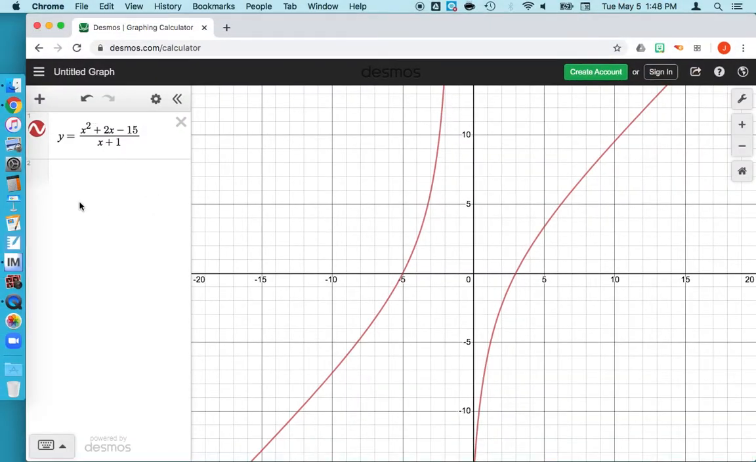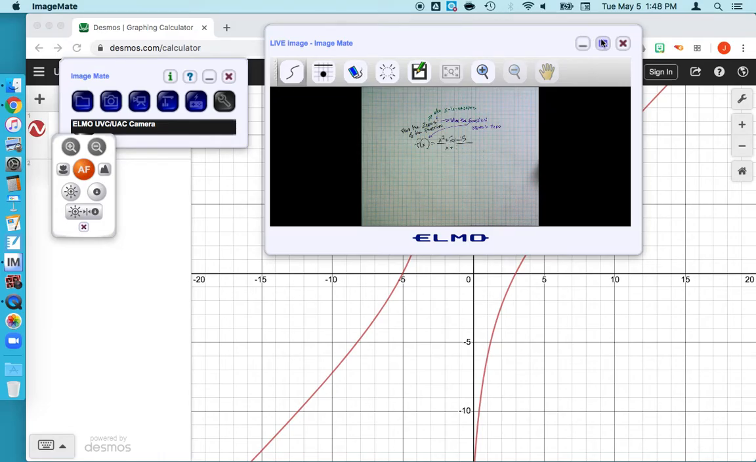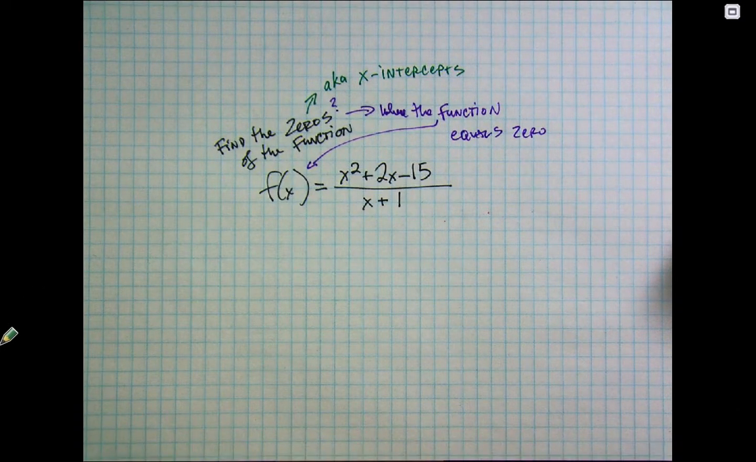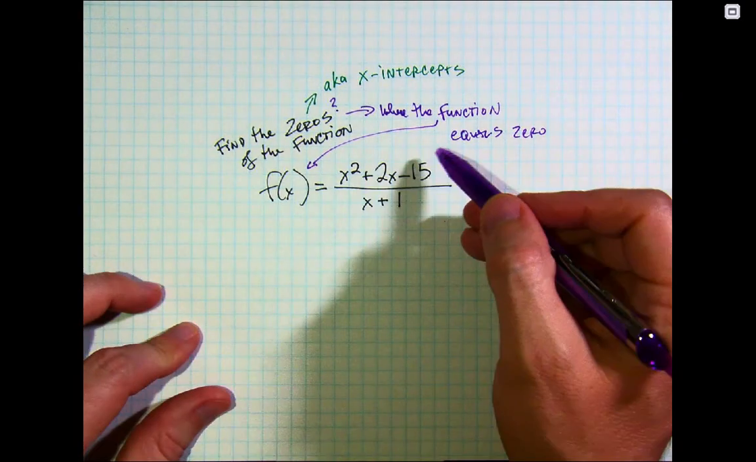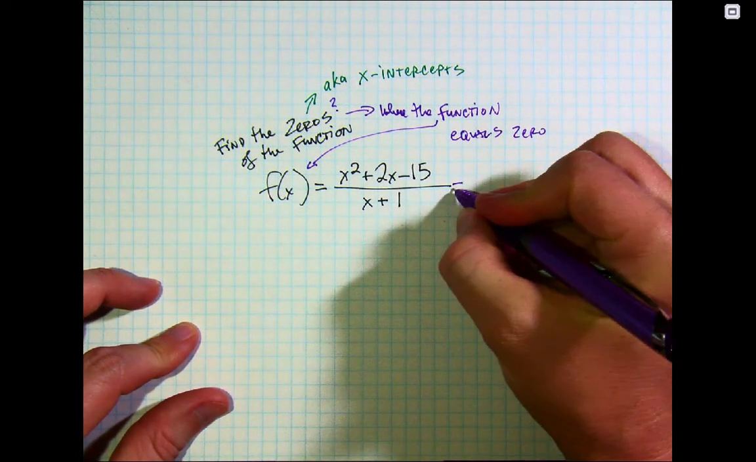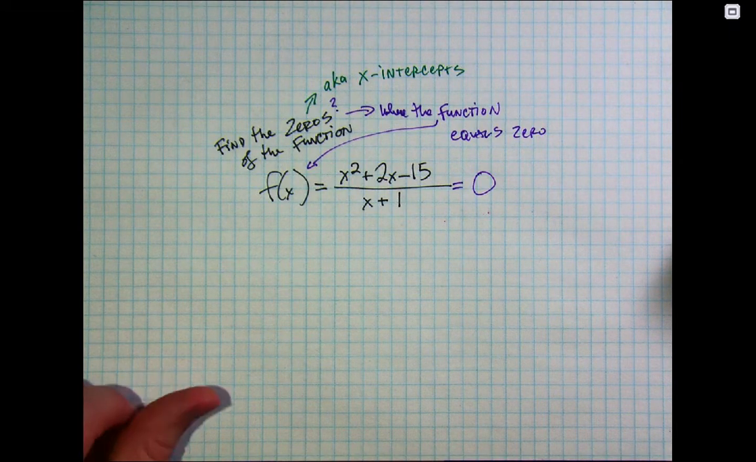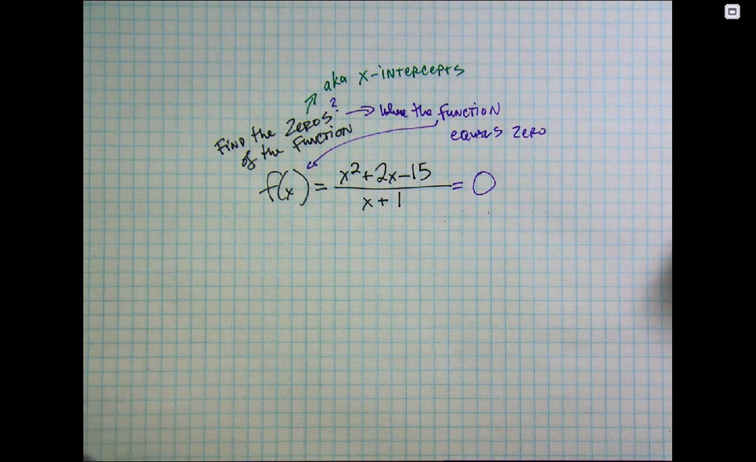But do you have to use Desmos in order to find zeros? I don't think you do. I think we can find the zeros of this function just by doing a little bit of math. If a 0 is where the function equals 0, to find the 0, we just set the function equal to 0 and solve for x. That's all we have to do, right? So how do we do that?